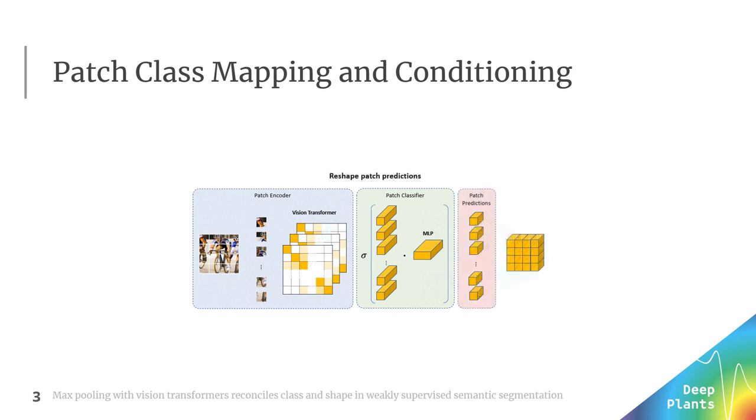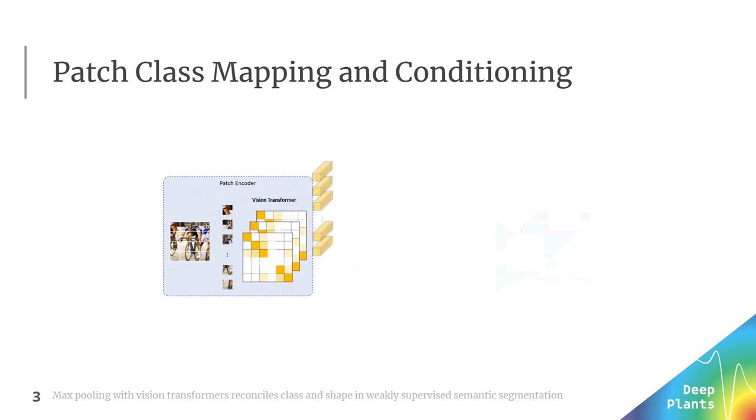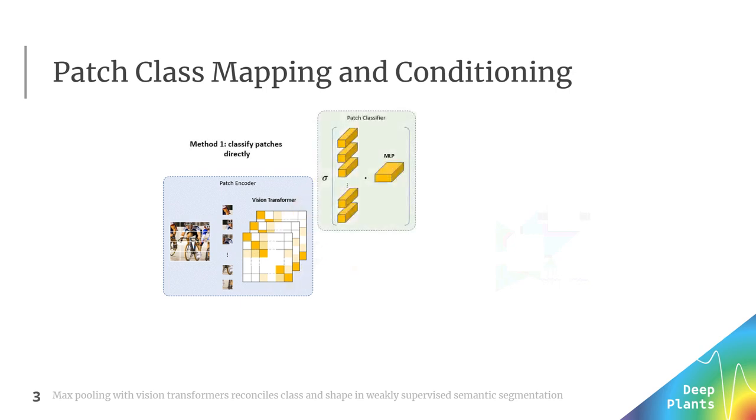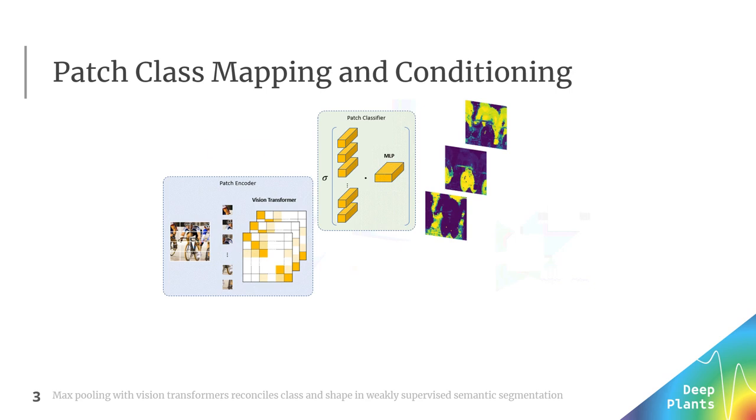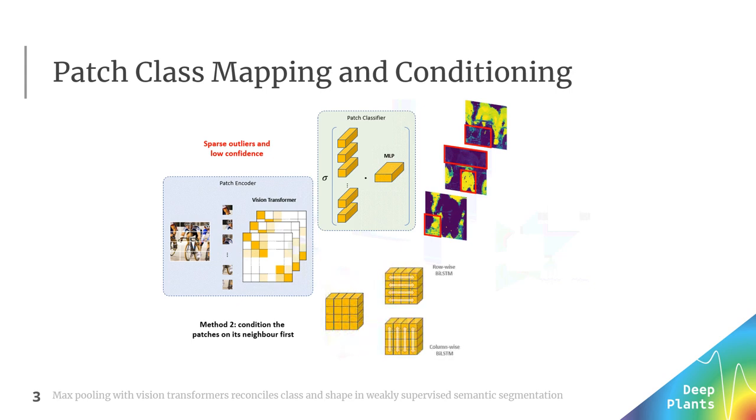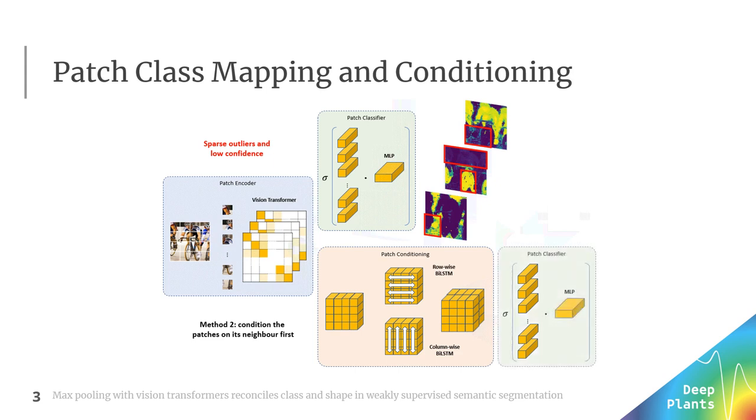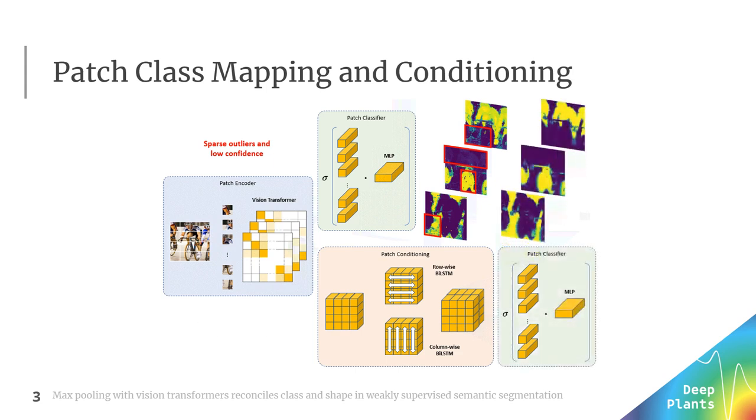The global max pooling operator returns the maximum likelihood of a class to be present and creates a direct patch to class mapping. This method, namely method 1 in the slide, is straightforward yet very effective in localization. We noticed from our experiments that this method suffers from sparse outliers and low to medium confidence due to high intra-class variance. For this reason, we introduced a second method which conditions each patch on the column and row ancestors. This method results in more consistent shapes and higher confidence, particularly at the borders.